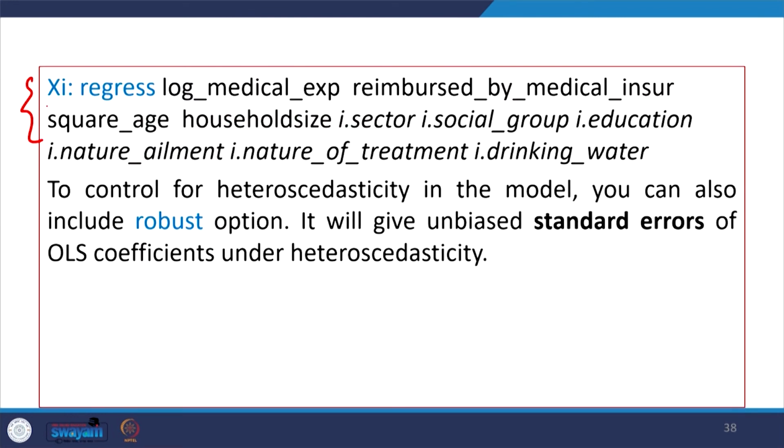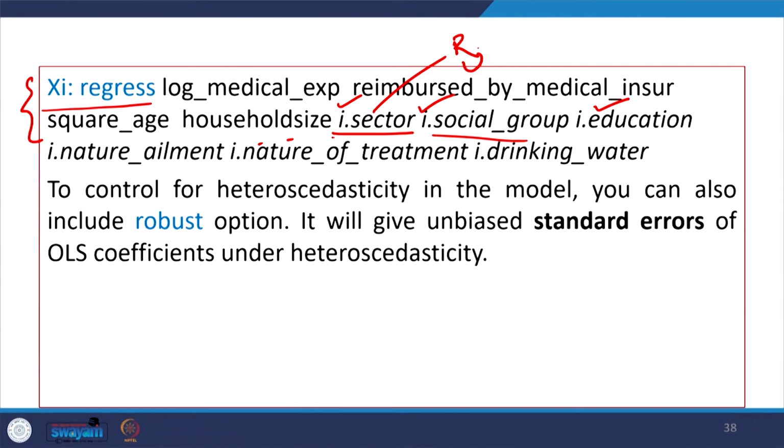If I give xi along with regress, I am doing it because I have some categorical variables like sector. So i. is taken, then another categorical variable is social groups, education, etc. Similarly here as well. This will compare against the base category. For sector we have rural and urban. Rural is our base category and urban is the other category. The coefficient we have received is interpreted as how urban is comparatively better off, or incurs more expenditure, compared to rural on medical expenses. You can also change the base category.